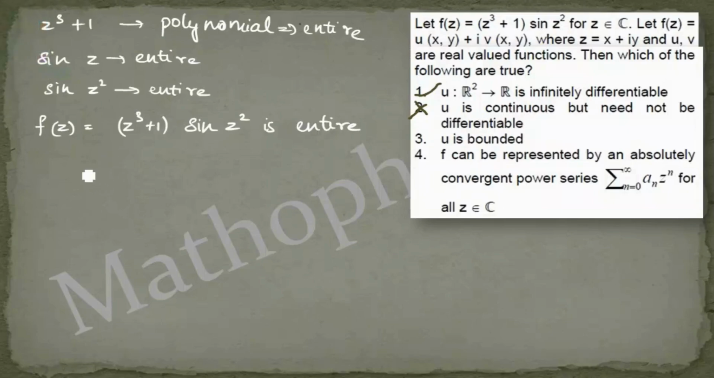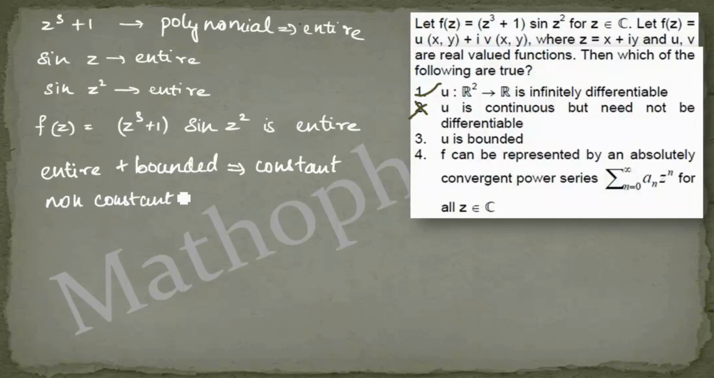Here we have already found that it's entire, and by Liouville theorem, entire plus bounded implies the function is constant. So a non-constant entire function will be unbounded. So the bounded option is wrong.